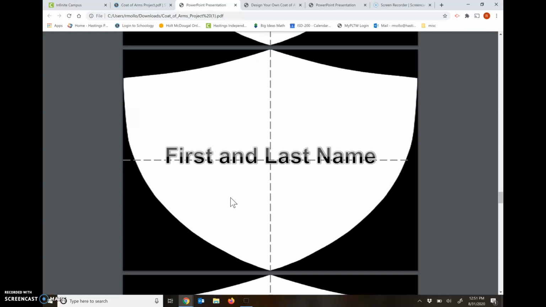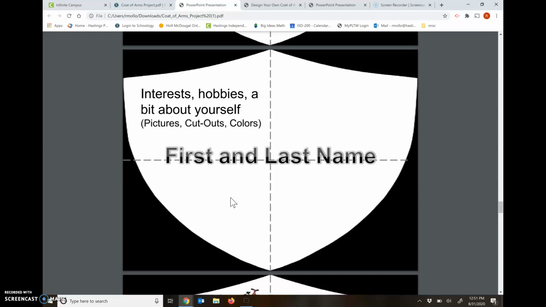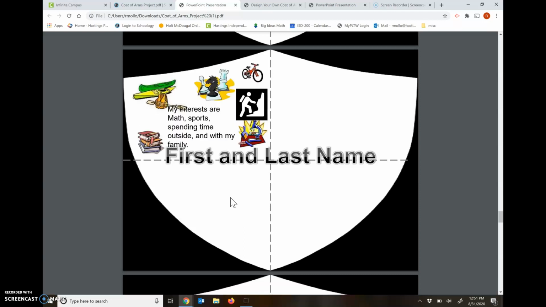The next couple pages are just going to be on how to actually make it. And then this is what's going to be on your design. I want your first and last name on there. This way I know who it belongs to. On a real coat of arms, you probably just have your last name in the middle or something. Then on the top left corner, your interests, your hobbies, and a little bit about yourself. So my interests, if this was Mr. Molo filling it out, are math, sports, spending time outside and with my family.